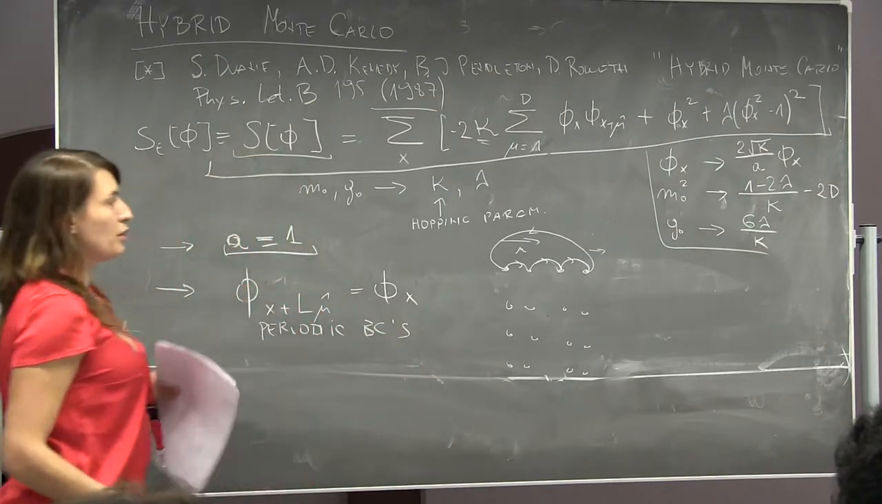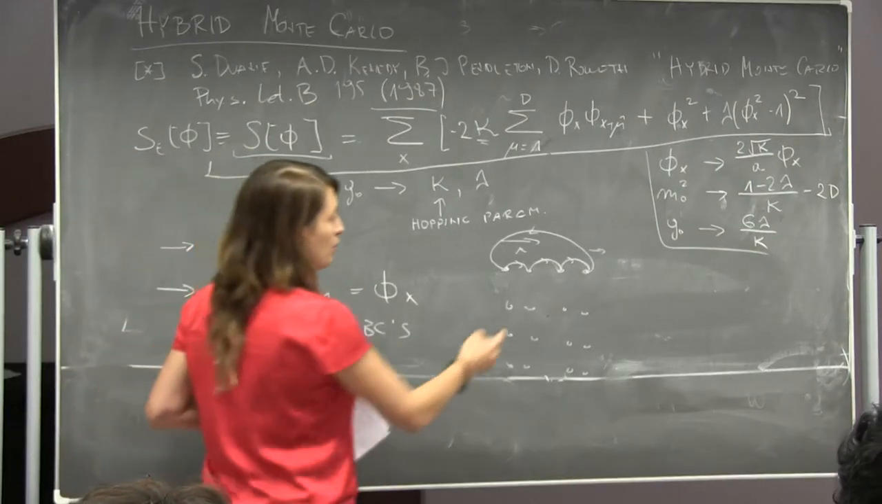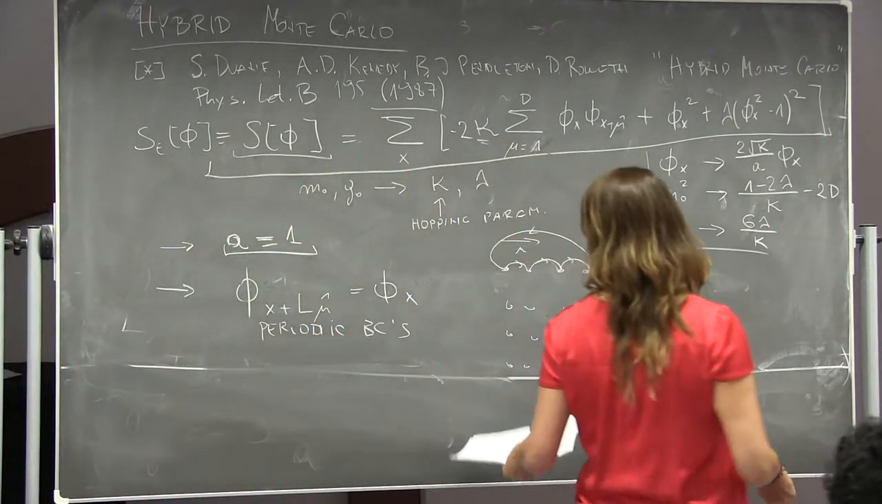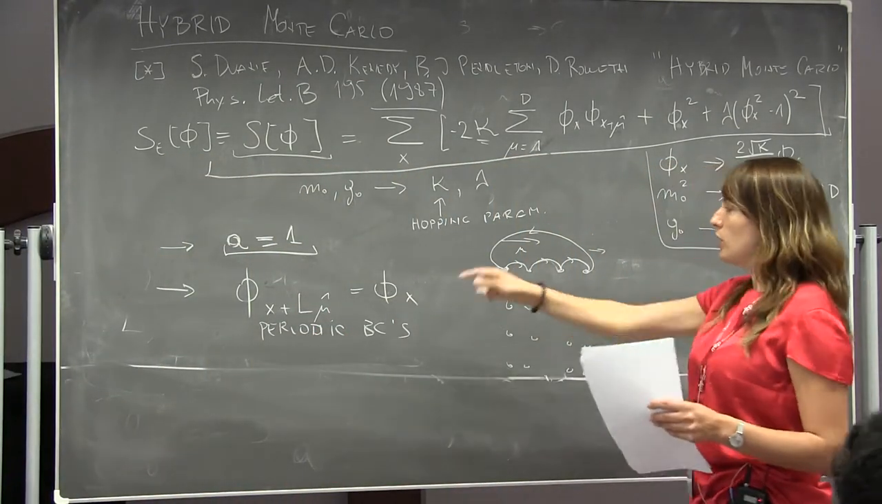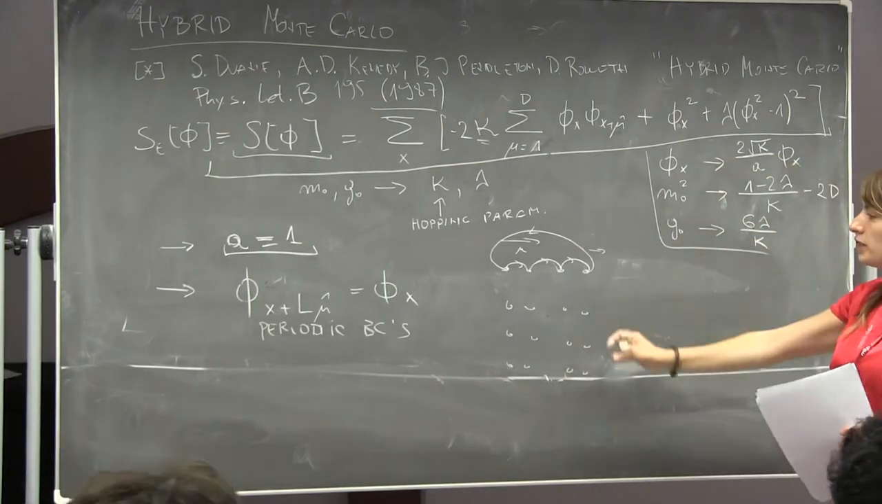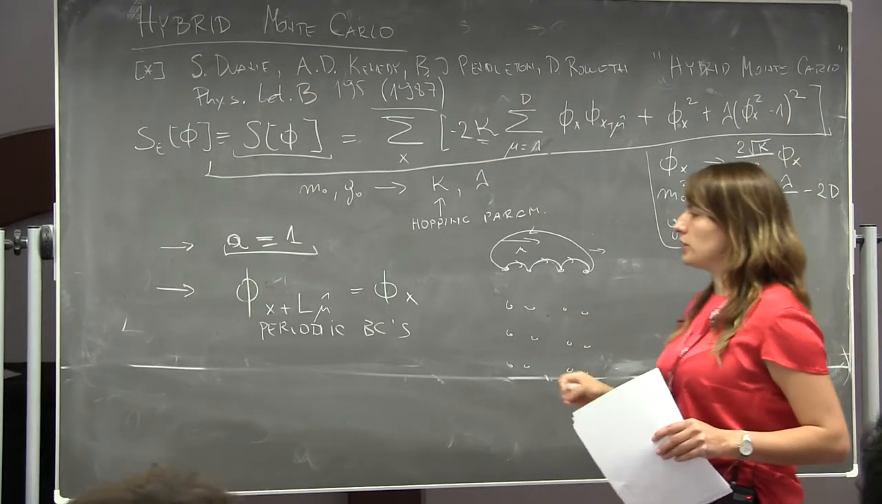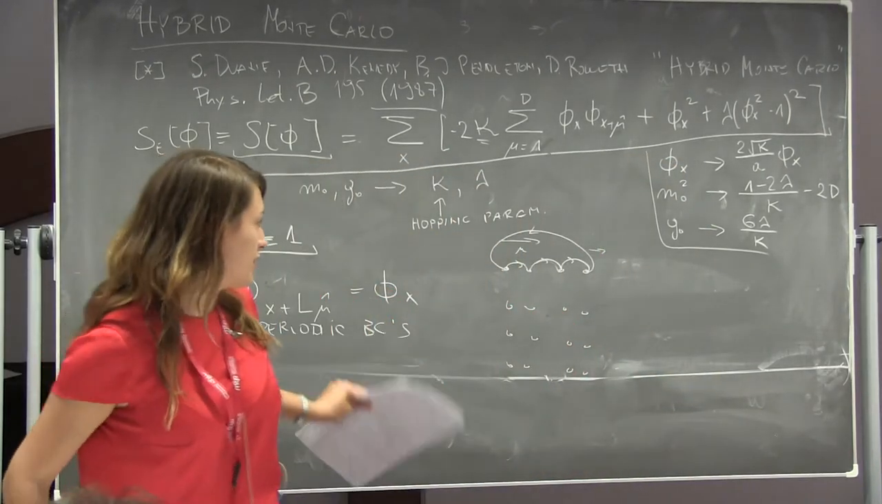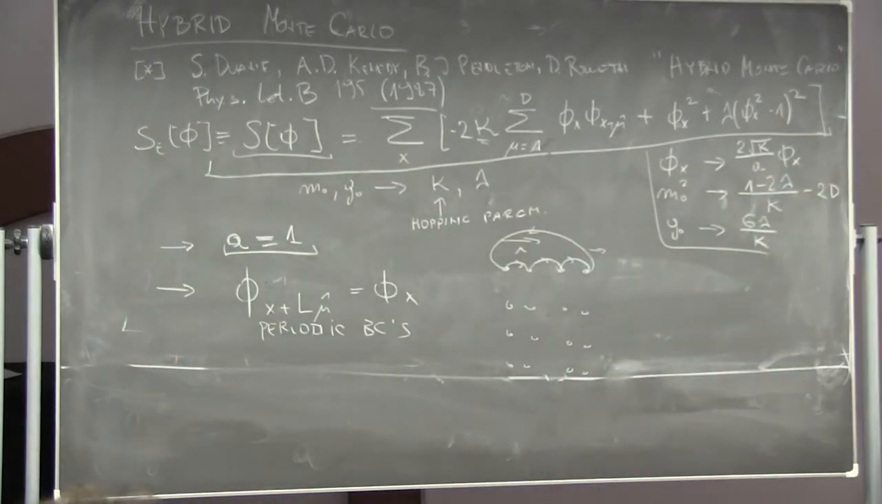So this is only one choice of boundary conditions which we can have on the lattice. In principle, one can also have antiperiodic boundary conditions with a minus sign here and so on. Some fixed boundary conditions, open boundaries and so on. But for these simulations of scalar field theories, periodic boundary conditions are sufficient.